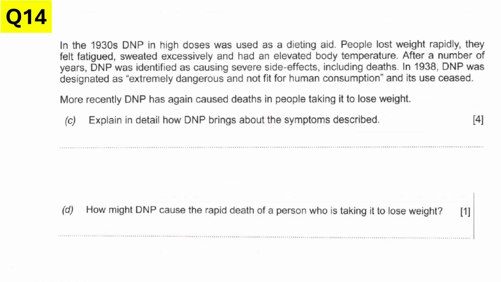So part C goes on to describe the use of DNP in the 1930s as a dieting drug. And it does tell us that after a number of years, DNP was identified as causing severe side effects, including death. So DNP was designated an extremely dangerous drug and not fit for human consumption, so its use was actually banned. Then it says more recently, DNP has again caused some deaths in people taking it to lose weight. And these people might have obtained DNP, but maybe they used too much of it, maybe the dosage wasn't correct. So the first question says, explain in detail how DNP brings about the symptoms described.